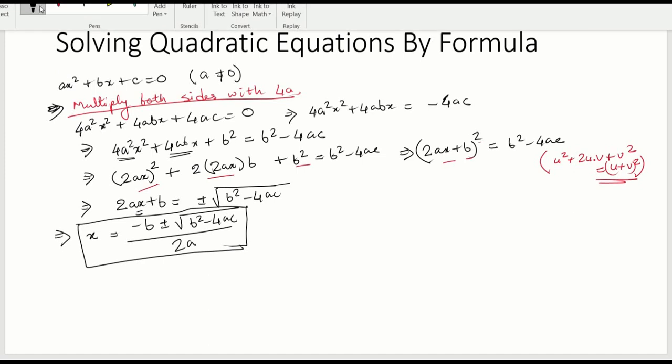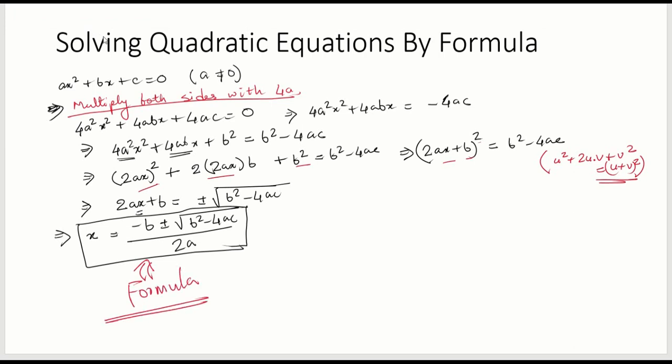So this is the formula which you need to remember. For any quadratic equation, the value of x will be minus b plus minus root over b square minus 4ac by 2a. That will be the solution, that you can say is a solution of the quadratic equation. You can say that is the root of a quadratic equation.